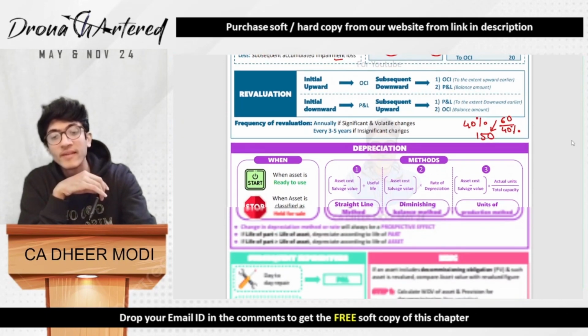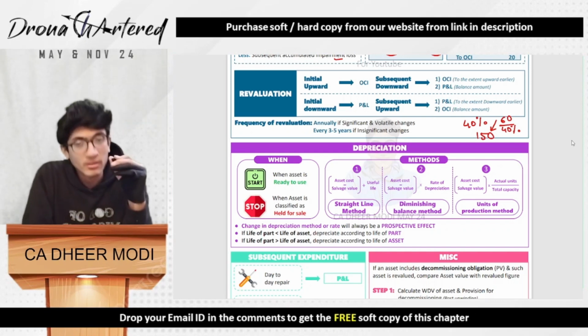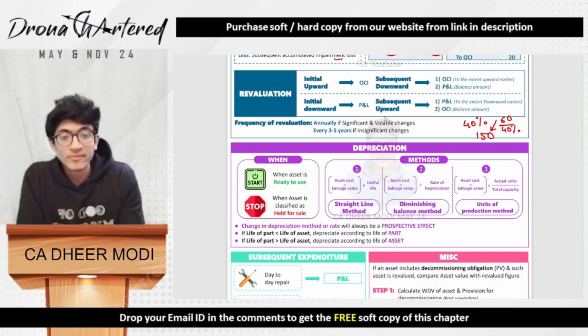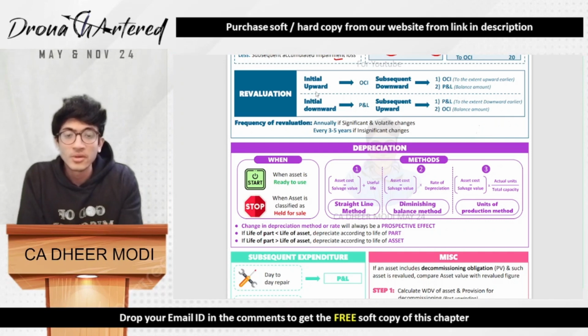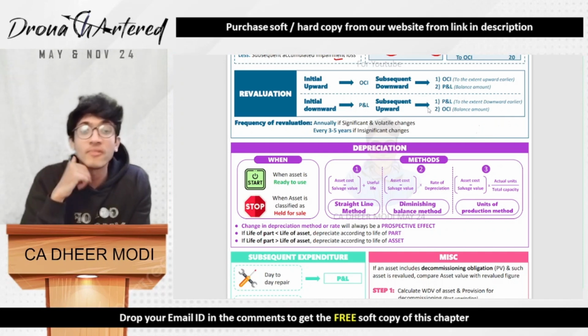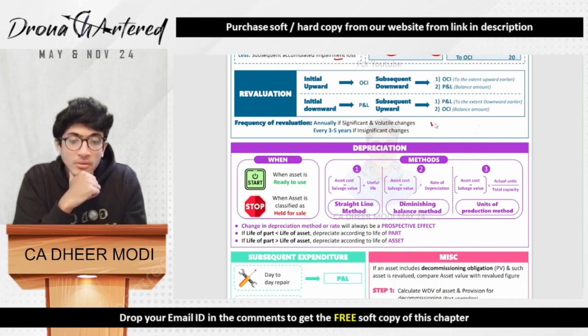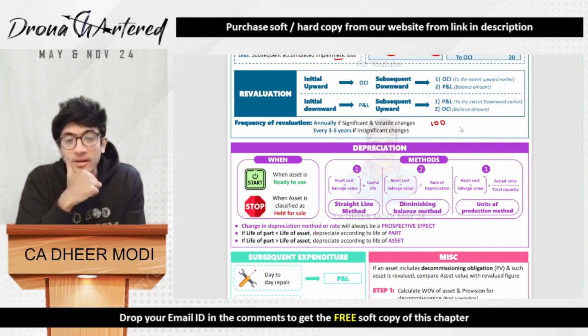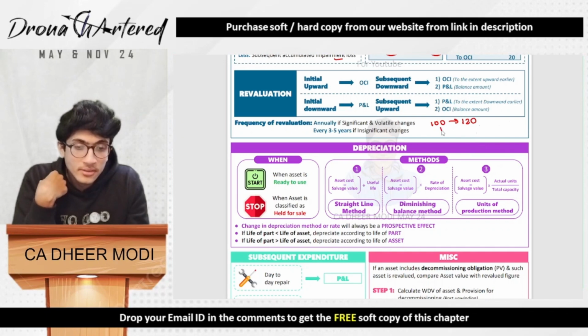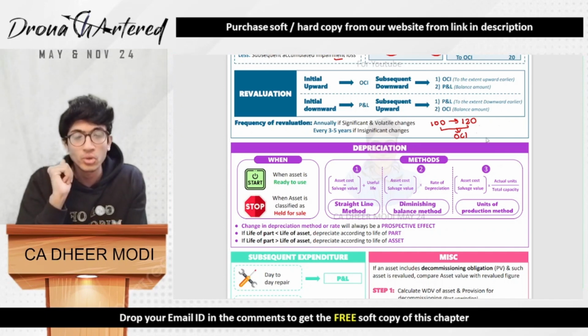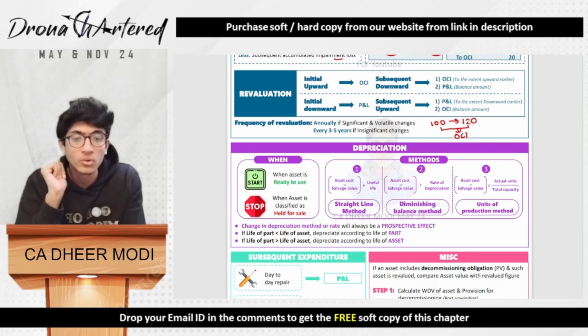Next part is your revaluation. Say for example, there was an asset of 100 rupees, and the asset was initially upward revalued. Say your carrying value of the asset was 100 and you revalued this to 120. So in such a case, this 20 rupees will go to OCI. The 20 rupee difference will go to OCI. Whatever is the journal entry, asset account debit to OCI.